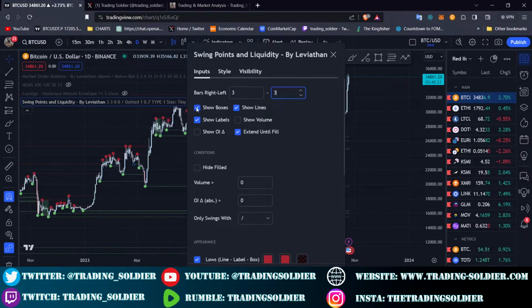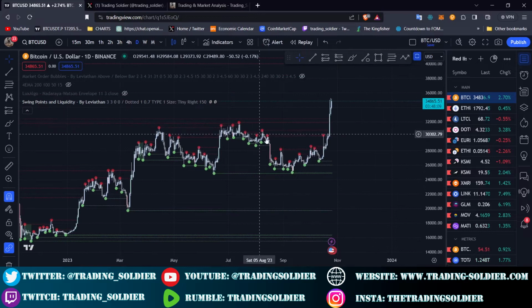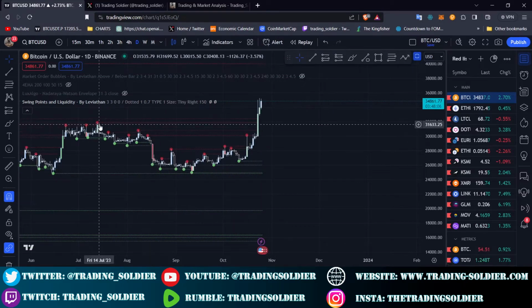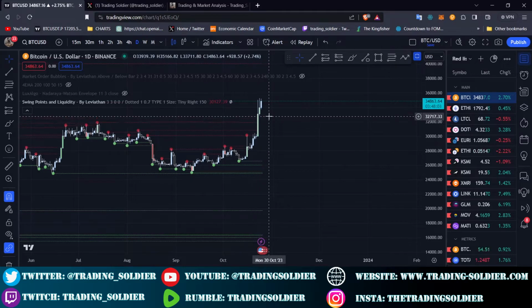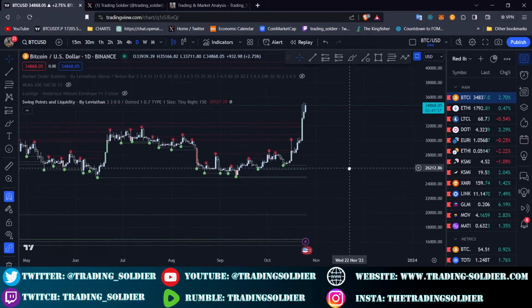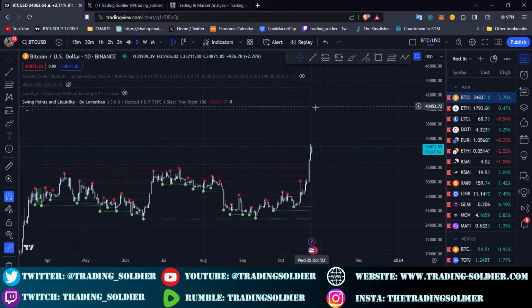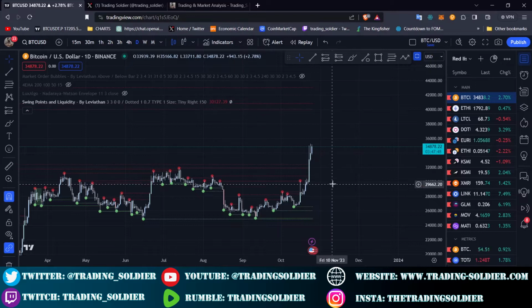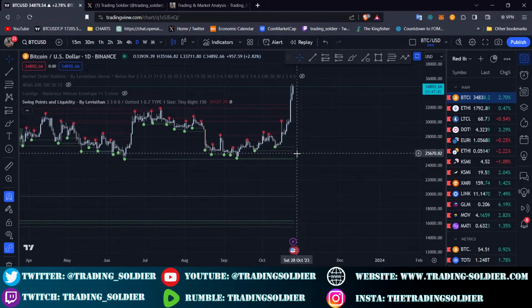Also here it says show boxes, yes, show lines, show labels, and extend until fill. This is very important because, as you see here, when these levels are filled, they are mitigated so they don't go farther into the chart. Right now, for example, there is a liquidity point above the price at $40,000, and a lot of liquidity points below the price around $26,000. So when the price reaches these levels, they are automatically mitigated.